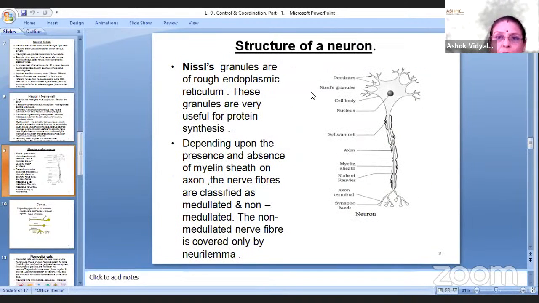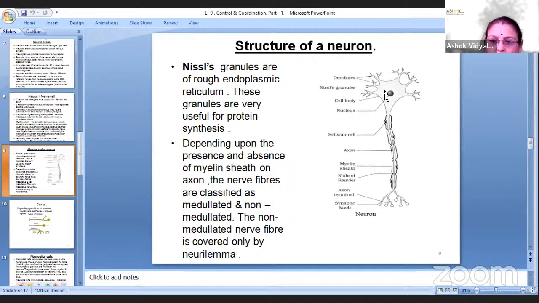Now we'll talk about the Nissl granules which are present here. Let's understand this diagram first. This is the structure of a neuron, or the nerve cell. It consists of a cell body and an elongated process.